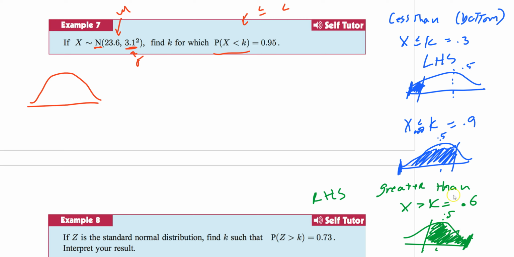So that's how you draw it. There's actually another step we're going to need to get to, but that's the first step: how do you draw it. So left hand side, start on the left, greater than, start on the right. Less than, start on the left, greater than, start on the right. So let's get to this one.